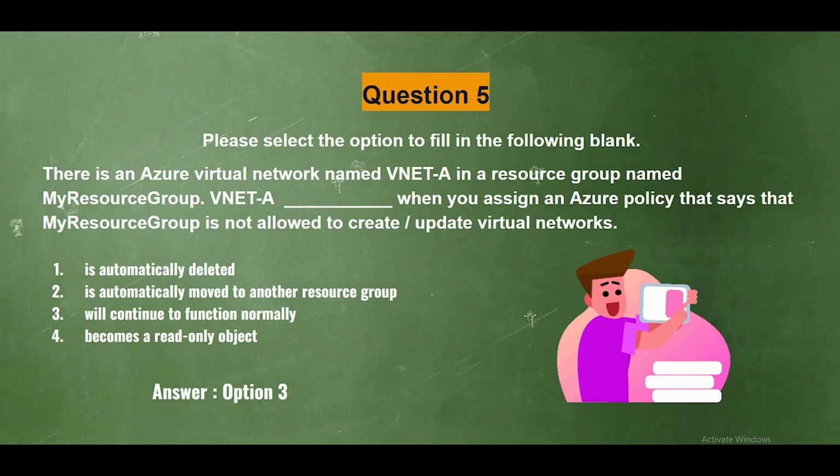VNET-A, when you assign an Azure policy that says that My Resource Group is not allowed to create or update virtual networks. And the options are: Number 1 is automatically deleted. Number 2 is automatically moved to another resource group. Number 3 will continue to function normally. And number 4 becomes a read-only object. And the answer is option 3.